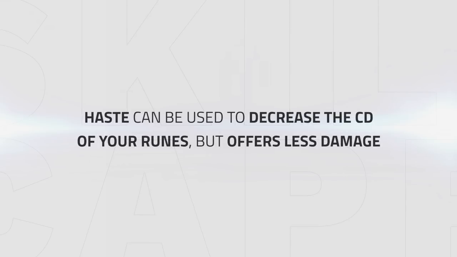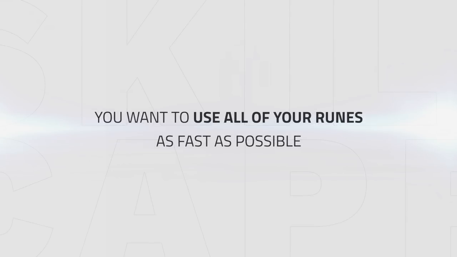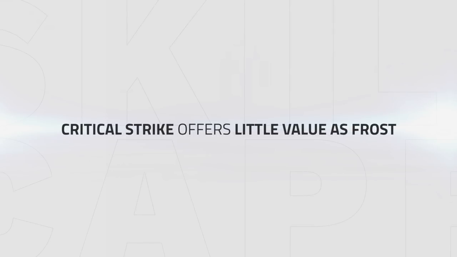Mastery increases your frost damage of all abilities and should be stacked together with versatility. Haste could be used instead of versatility or mastery to decrease the cooldown of your runes. However, this offers lower overall damage, and because of how frost works now, you want to use your runes as fast as possible for the most damage output, making haste one of the lesser stats.